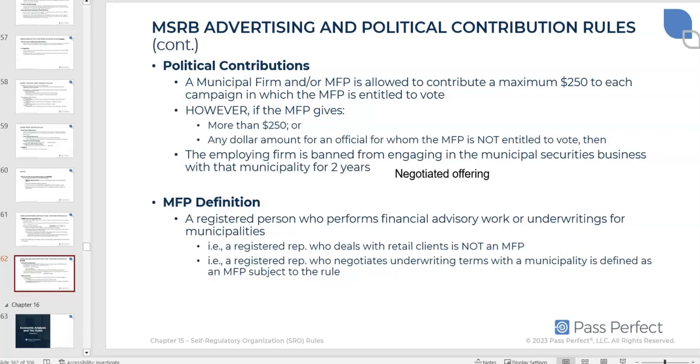Those are the MSRB rules, which, as you see, are sometimes somewhat different from the FINRA rules. So you have to be a little cautious when you read test questions, because if it says something like according to MSRB, you might have to use a different set of rules. How are we doing on this stuff so far? Okay, thank you, Ashley.